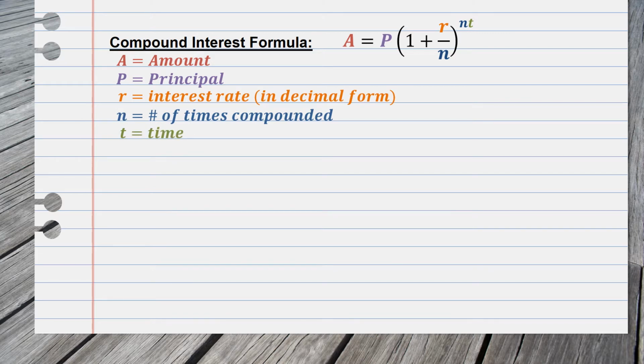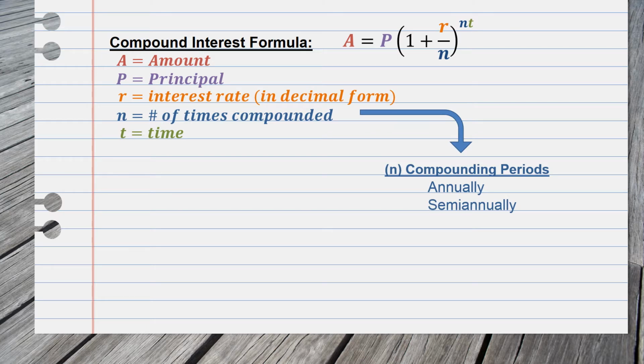Now, all of these are pretty straightforward except for n. n is the only one that will be disguised as a word. So, n could appear as these particular words, as compounding periods. You may see the word annually, semi-annually, quarterly, monthly, weekly, and daily. Each of these words represents a particular value.